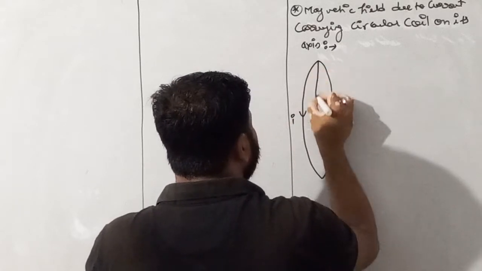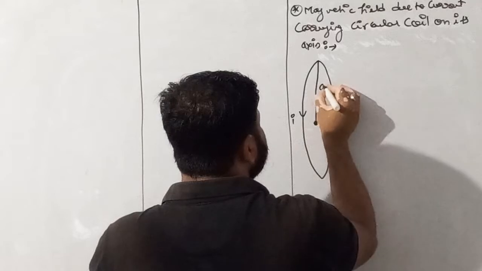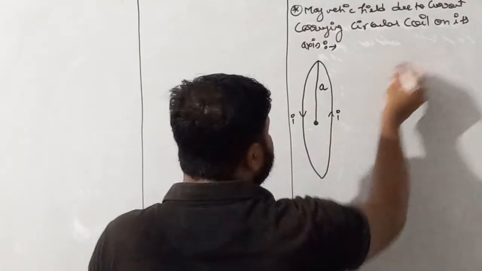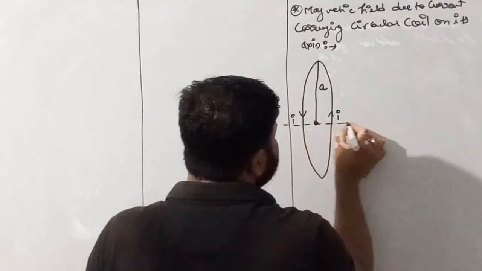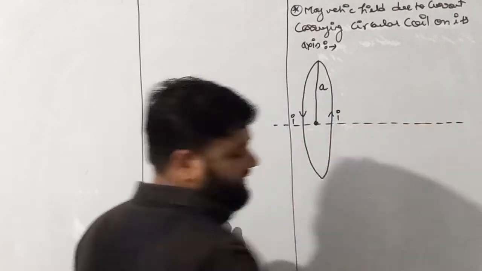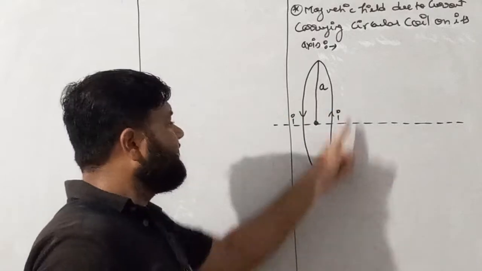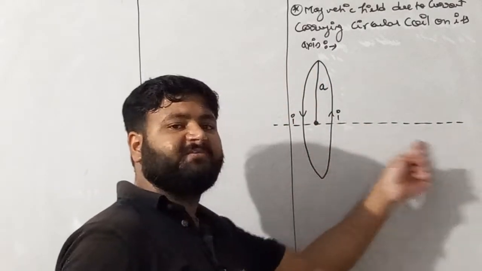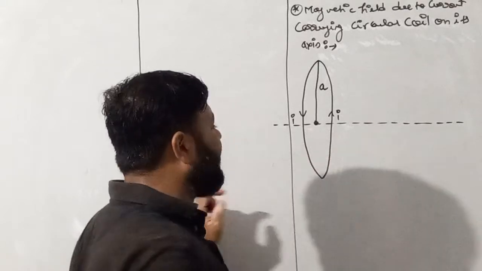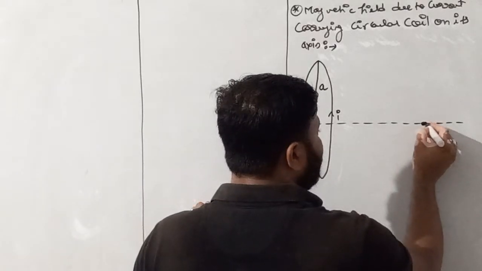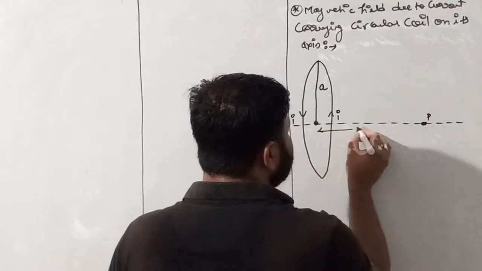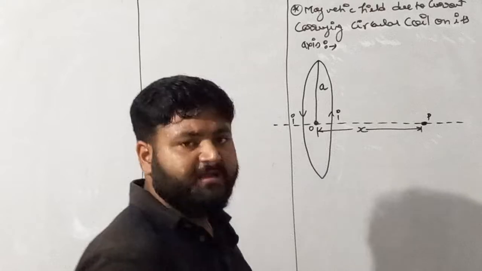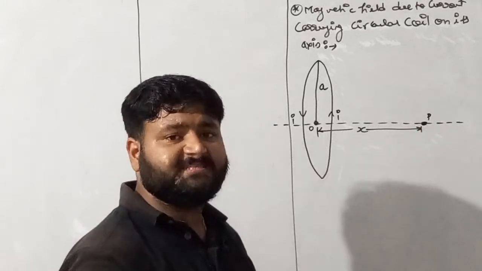Let's suppose the radius of the coil is a, and the axis of the coil means the line which is passing through the center of the coil. So this is our coil in which current I is flowing and a line is passing through the center of the coil. We have to find the magnetic field at point P, which is, let's suppose, x distance apart from the center of the coil, on the axis of the coil.